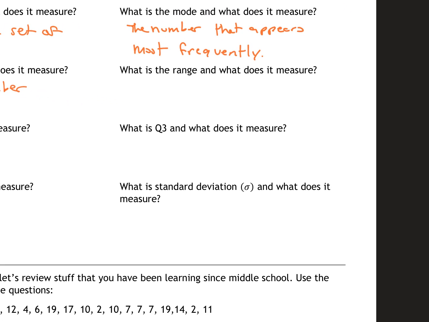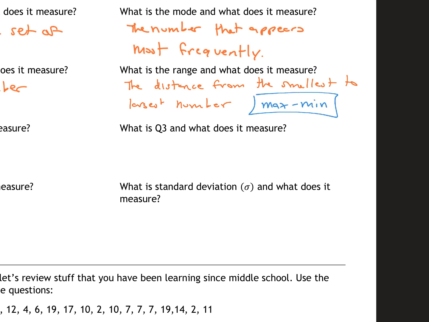What is the range? The range is the distance from the smallest to the largest number. And this is always max minus your min.